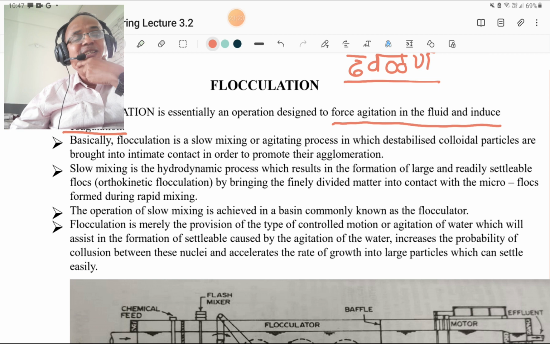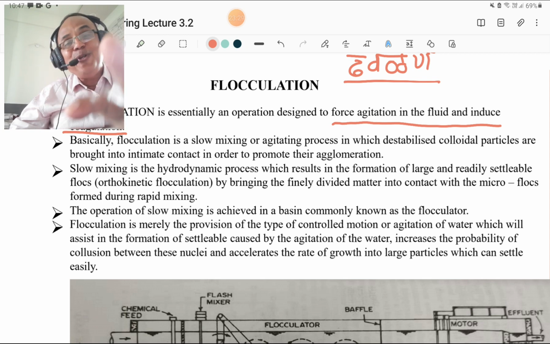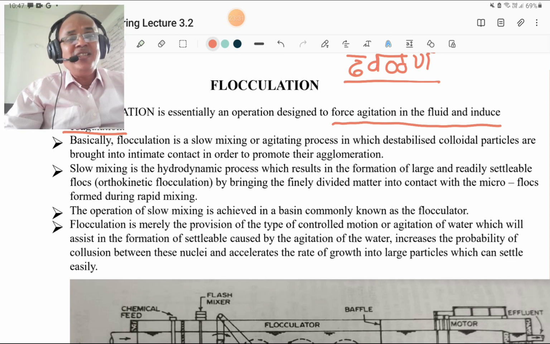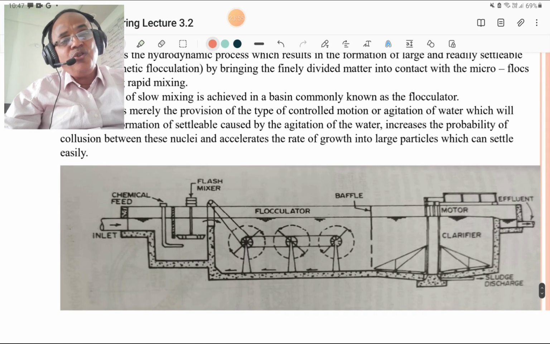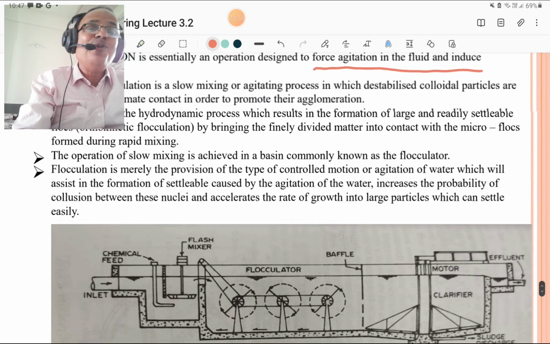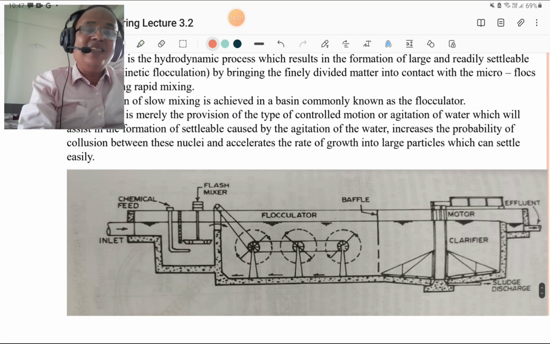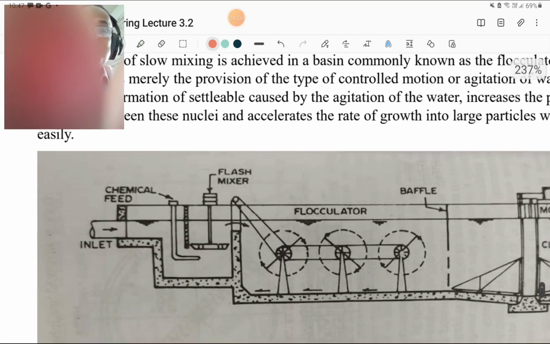So flocculation is the process of agitation, or to force the agitation of the fluid, and to induce coagulation. That is very important. Flocculation is merely the provision of a type of controlled motion or agitation of water which will assist in formation of settleable floc. The agitation of water increases the probability of collision between these nuclei and accelerates the rate of growth into large particles which can settle easily. So flocculation is also one type of sedimentation process.